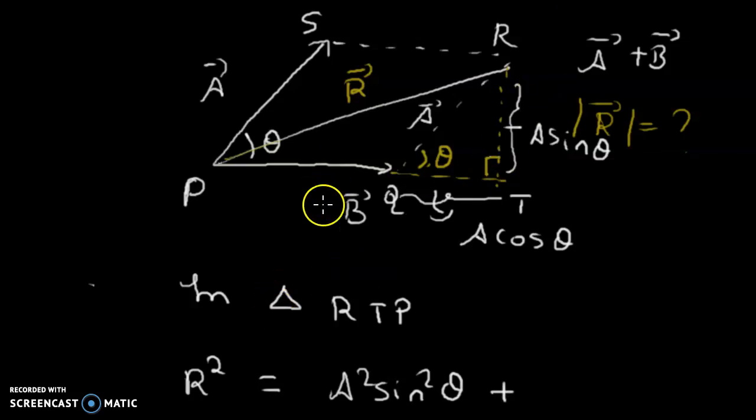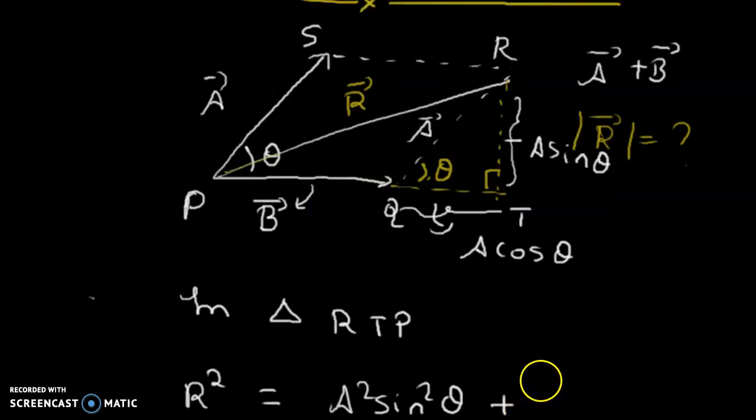The base consists of two things. That's why I'm erasing it, to demonstrate it more clearly. The base is B plus A cos theta, whole square. So this is one.